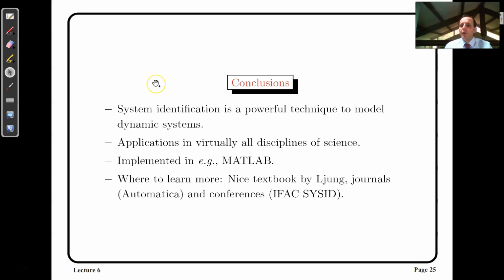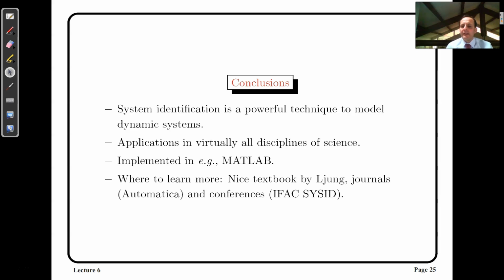So in order to conclude this summary, system identification represents a powerful technique to give you a model of your unknown system. In principle, it can be applied to all possible disciplines of science and engineering. Well, one important software that you can use for system identification is the system identification toolbox developed in MATLAB. We will see it later.